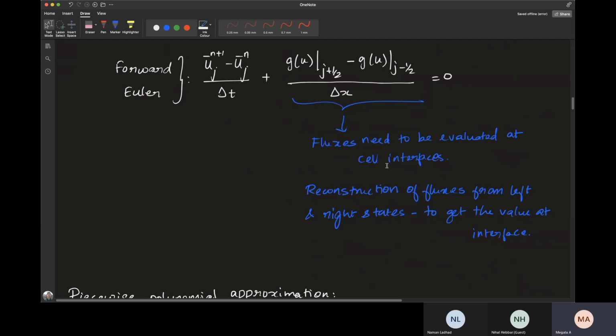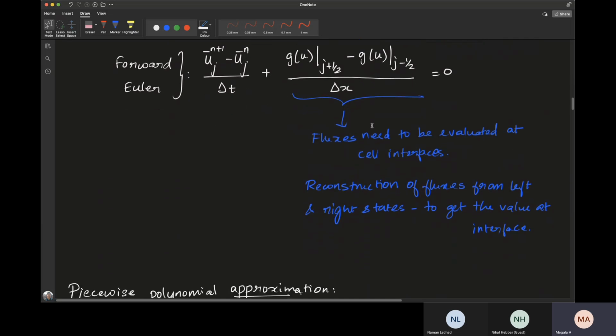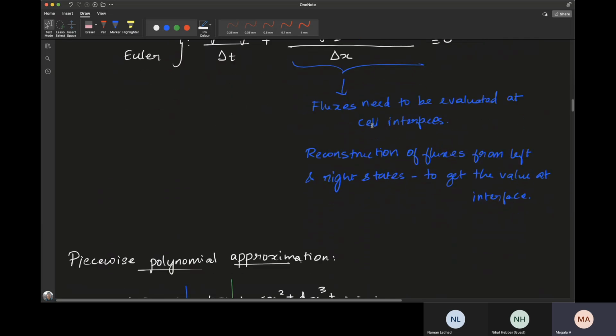So finite volume method is all about this. People have constructed different schemes to evaluate this g of u bars differently. That way you get different methods. With the difference in how g of u gets evaluated, you have different schemes. So this is it.